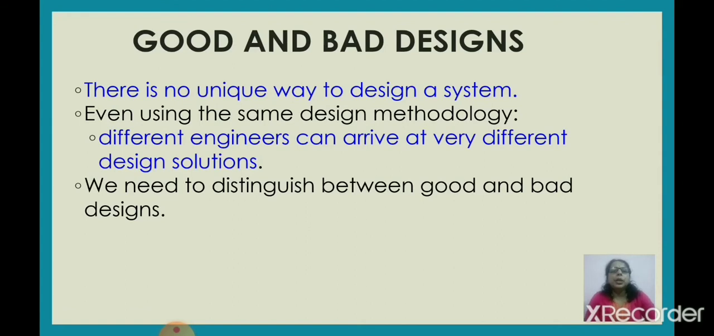Next is good and bad design. There is no unique way to design a system. Even using the same design methodology, different engineers can arrive at very different design solutions. It means that by using the same methodology, different engineers can write different design documents. So we need to distinguish between what is a good design and what is a bad design.